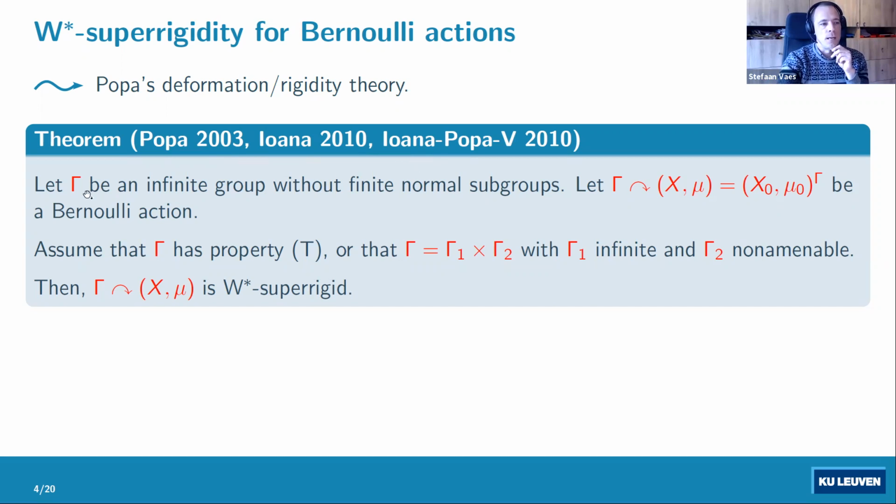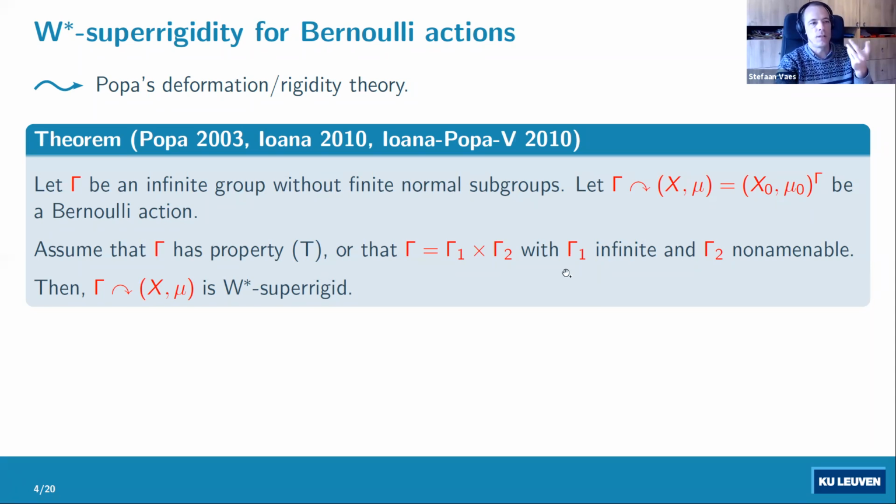So if you have a group Gamma that acts by its Bernoulli action, so you take a base probability space and you act by shifting the infinite product. For a technical reason, let's assume that the group has infinite conjugacy classes or has no finite normal subgroups. And then there are two cases that ensure that the action is superrigid, namely when Gamma has Kazhdan's property T, or when Gamma is a non-trivial product group, namely a product of an infinite group and a non-amenable group, to be sufficiently non-trivial. And why am I mentioning this?